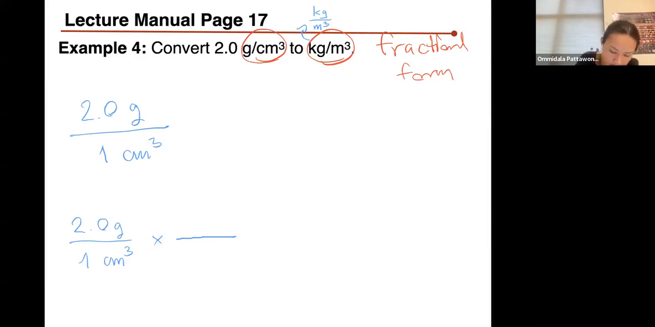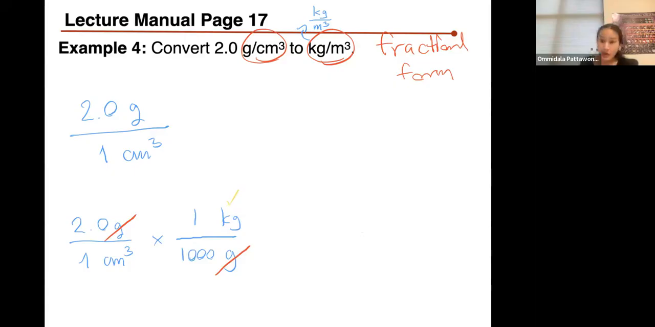So grams to kilograms: kilograms would be on top, grams would be on the bottom. There are 1,000 grams in 1 kilogram. So again, recall the prefix multiplier that we learned earlier. Okay, so grams cancel out. You have kilograms on top. That's exactly what we want, right? So that's exactly what we want.